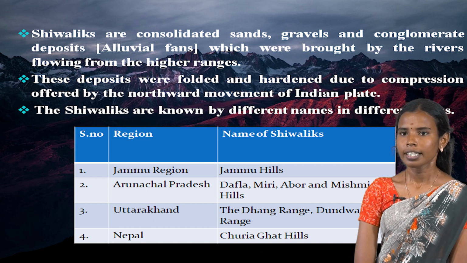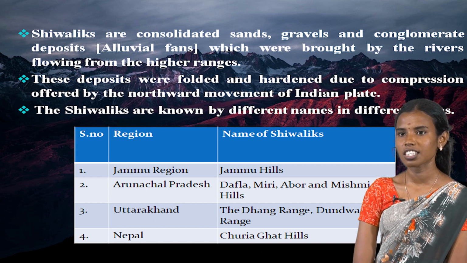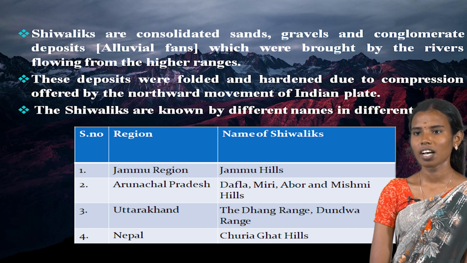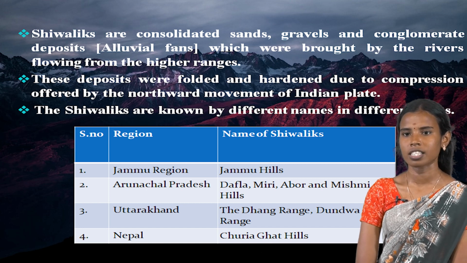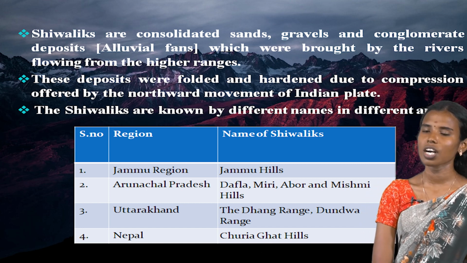For example, in Jammu and Kashmir, they are called the Jammu Hills. In Uttarakhand, they are called the Dundwa and Dang Range. Then in Nepal, they are called the Churia Ghat Hills.